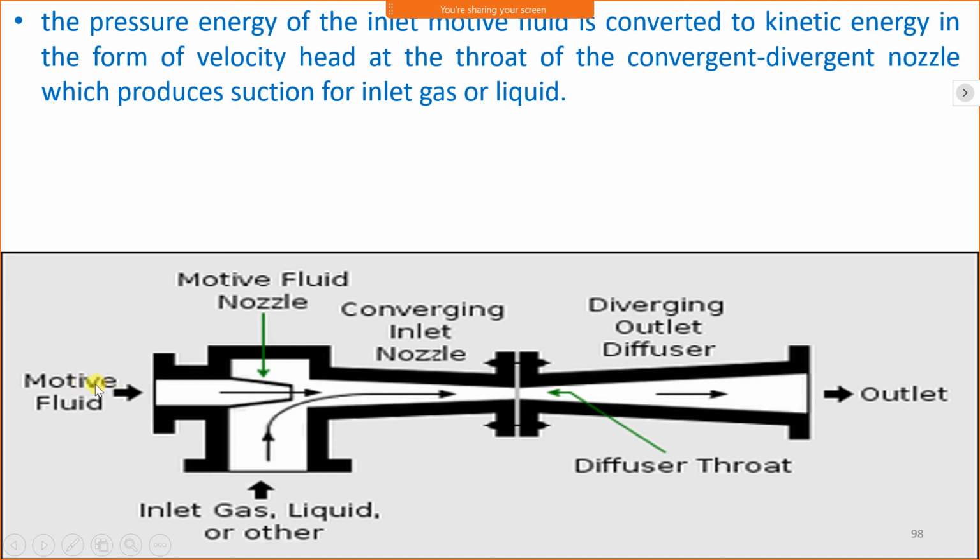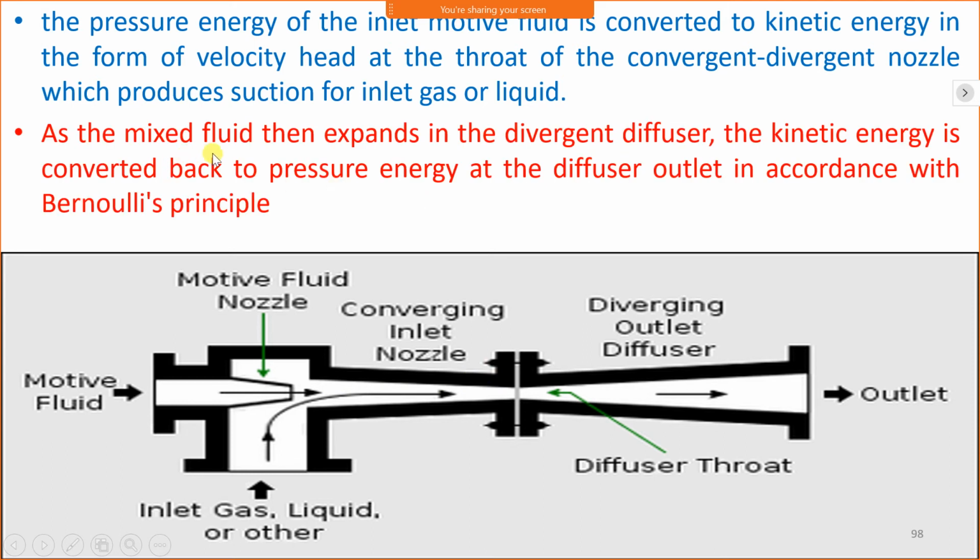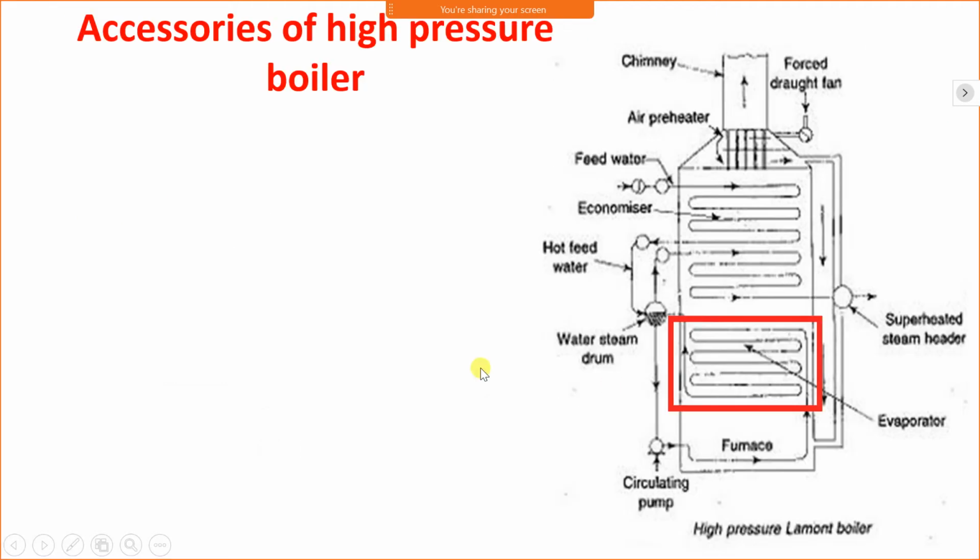When the fluid enters the converging part, the pressure energy gets converted into kinetic energy. The mixed fluid then expands in the diverging diffuser, and the kinetic energy is converted back into pressure energy. When the mixed fluid passes through the diverging part, again kinetic energy gets converted into pressure energy.